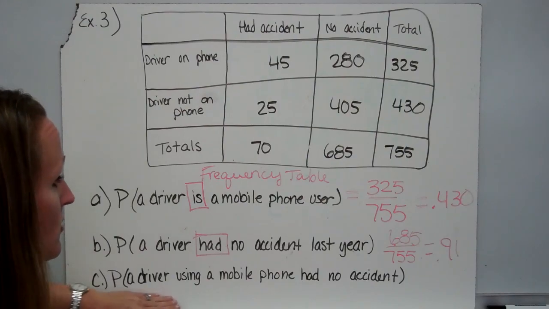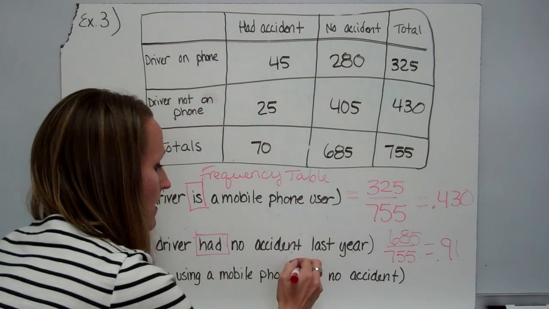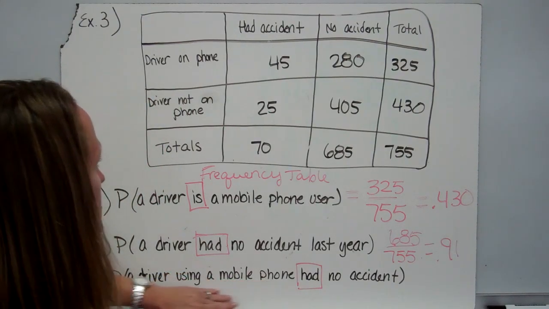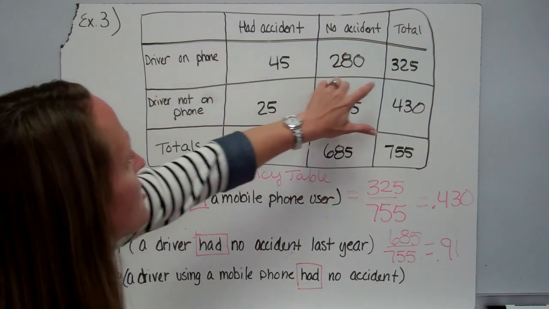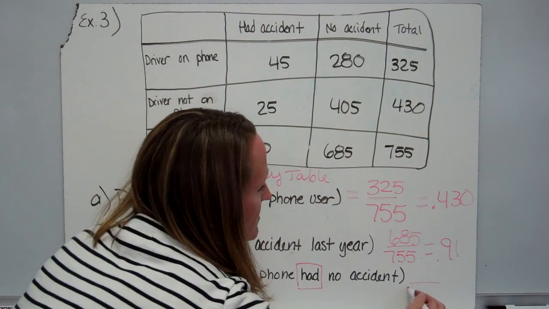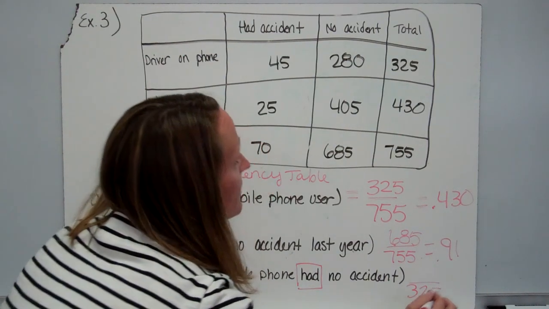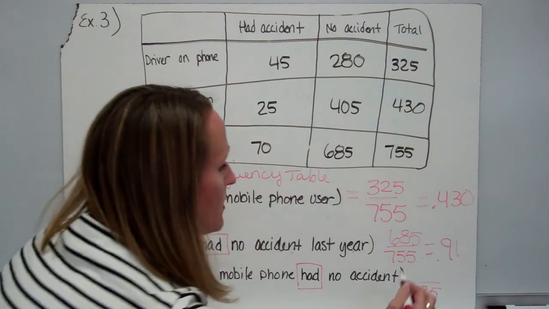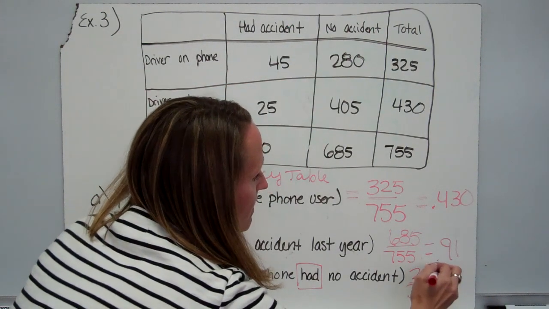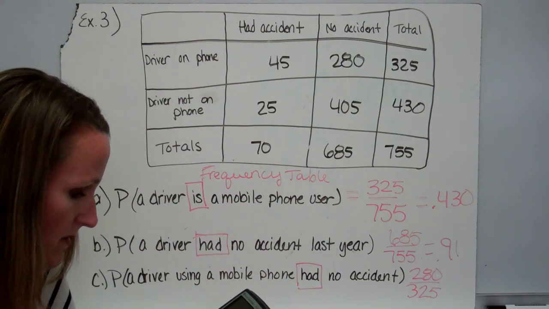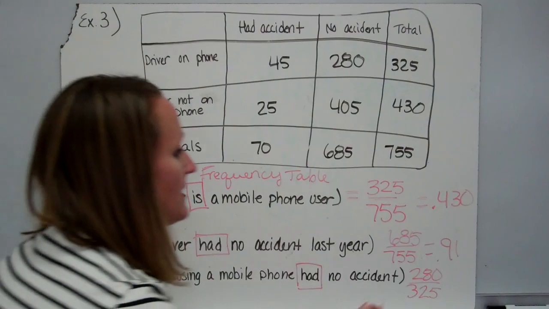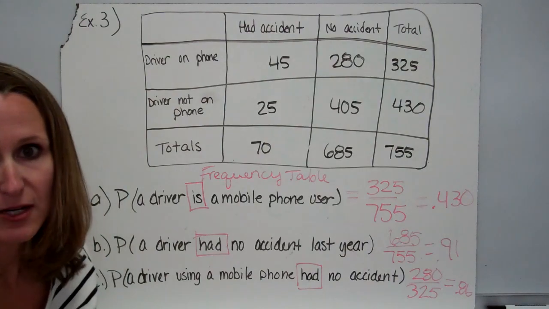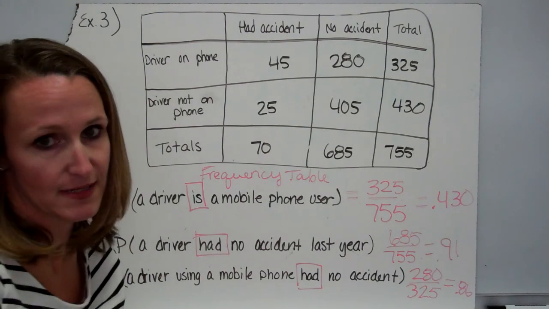All right, here's our last one. A driver using a mobile phone had no accident. Our numbers are changing a little bit this time. Our denominator is going to be drivers using a mobile phone, so on the bottom goes 325, and for had no accident, 280 goes on top. So we do 280 divided by 325 to find out that 86%, or 0.86, is our probability that a driver using a mobile phone had no accident last year.